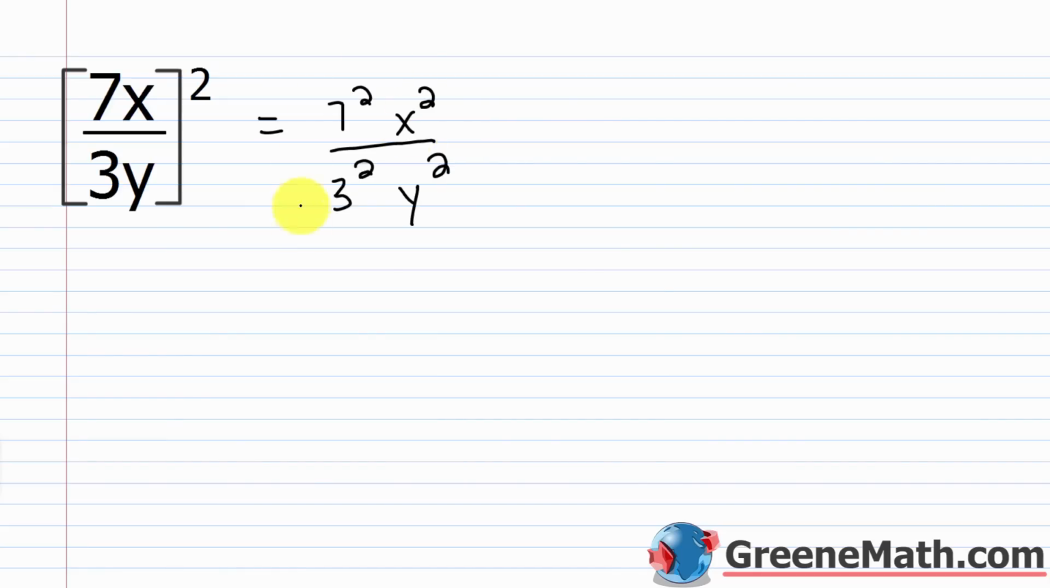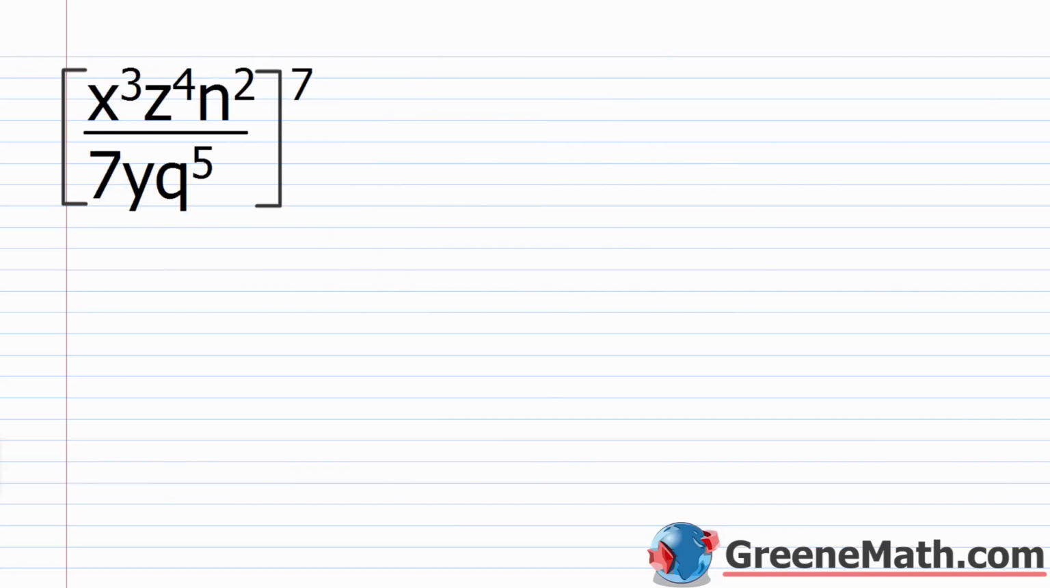Again, when I work in a section with exponents, I just kind of keep everything with exponents. Your teacher might want you to write it like this, 49x squared over 9y squared. And moving forward, we're going to write things in that manner. I just want to kind of keep it that way because, again, we're working with exponents.